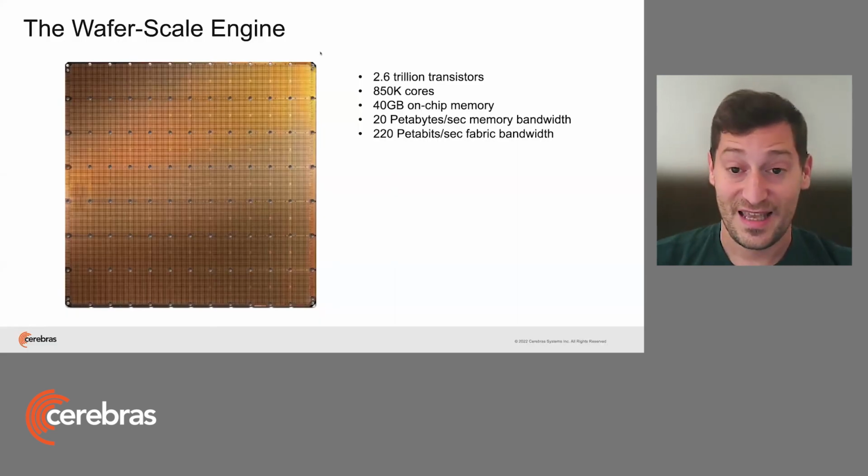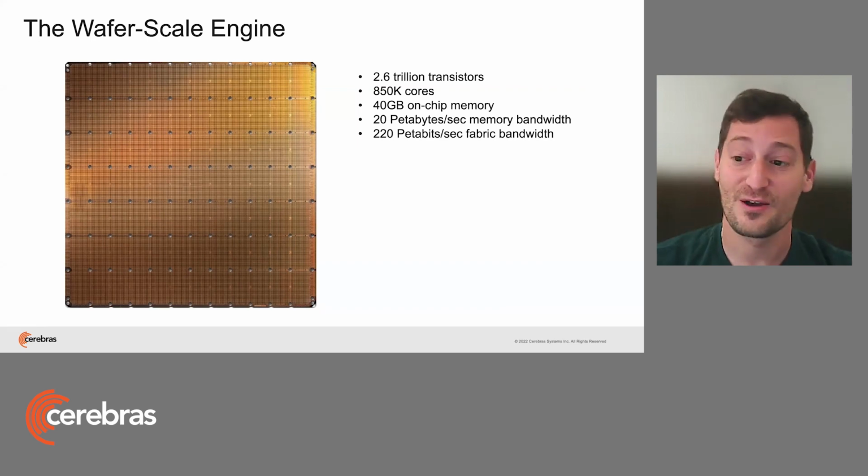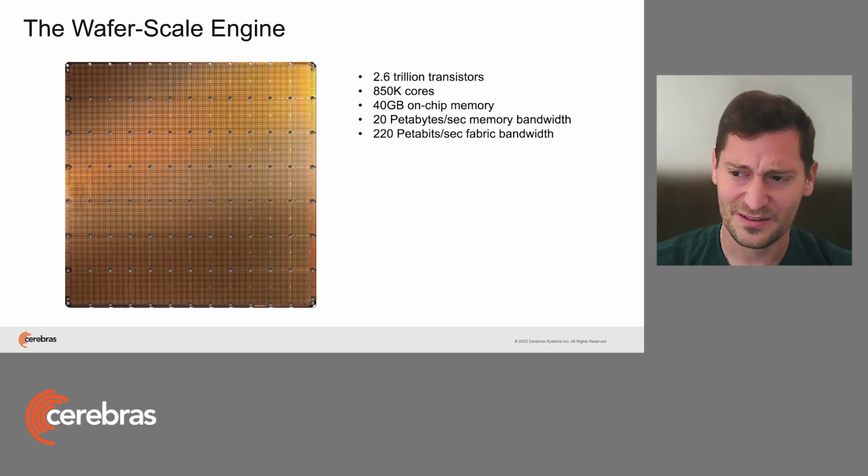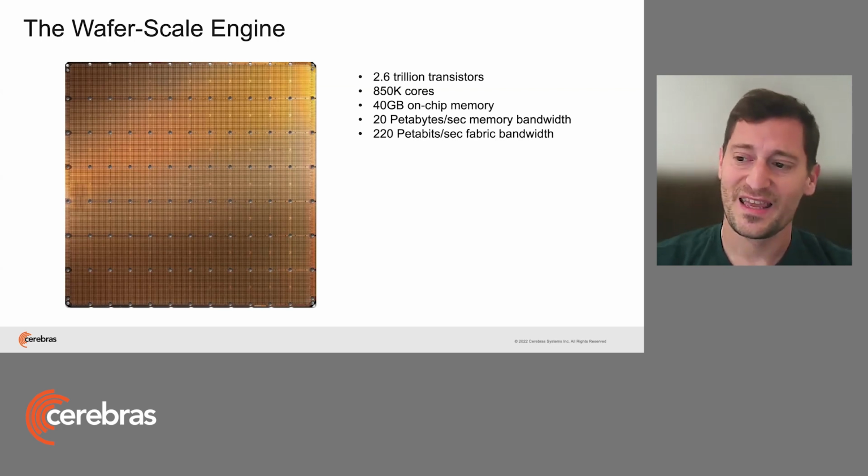The wafer scale engine is the biggest chip ever built. It has 2.6 trillion transistors, 850,000 cores. It has the size of a dinner plate. You should see it up close, it's really cool. 40 gigabytes of memory and pretty insane memory and fabric bandwidth.